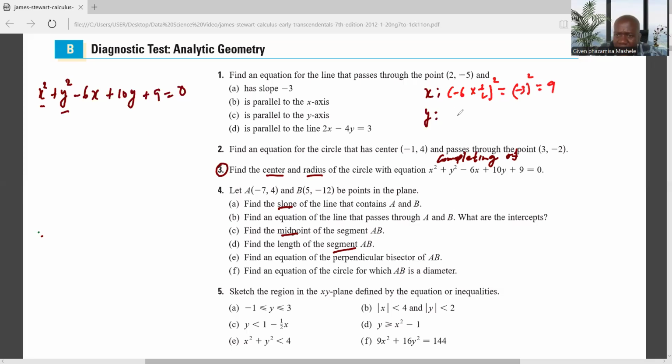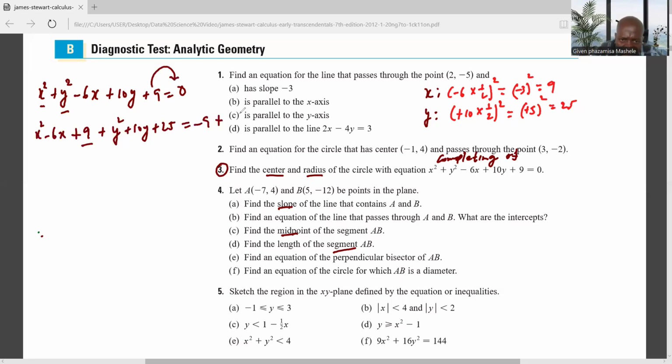The same applies here. The coefficient of y is +10. You multiply this by half. Half of 10 is 5, which gives us 25. So the equation now would be x squared minus 6x plus 9, plus y squared plus 10y plus 25. Then you transpose the 9 to this side, so it's going to be -9, and the one you added here, +9, again plus 25.